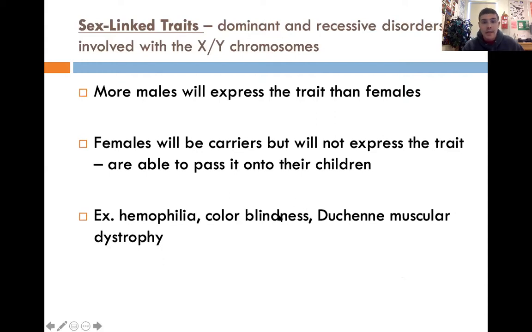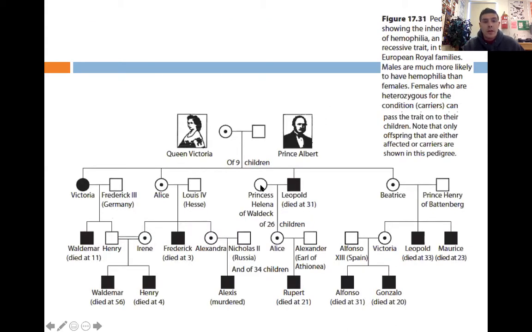Hemophilia, color blindness, some of the examples we looked at previously in the X-linked section of genetics. And then there's a couple other ones. Duchenne muscular dystrophy is one as well. So here is a pedigree of an X-linked trait that's been passed on through these generations in a family. Now this is from a royal family, which is why we have mating between close relatives. Not recommended.